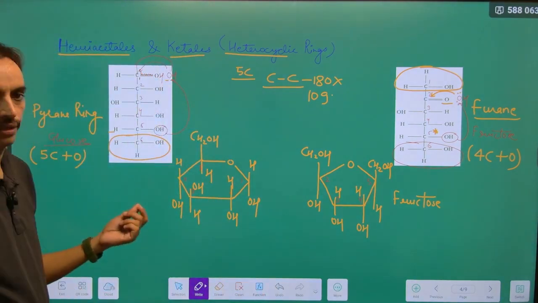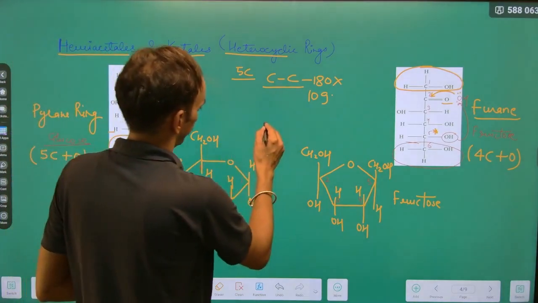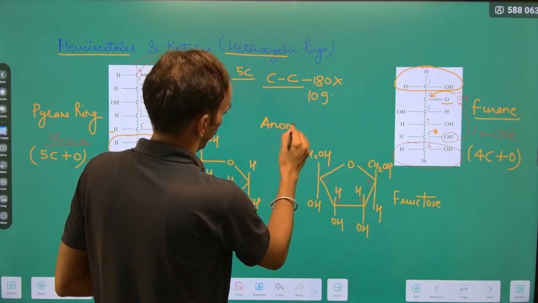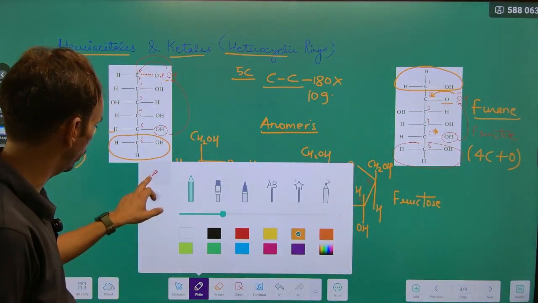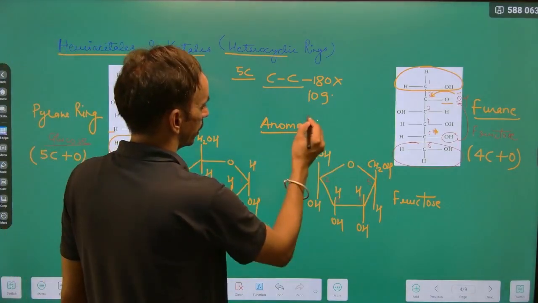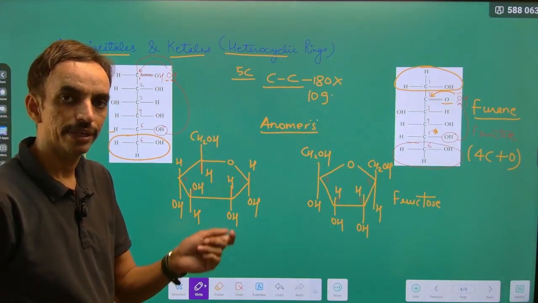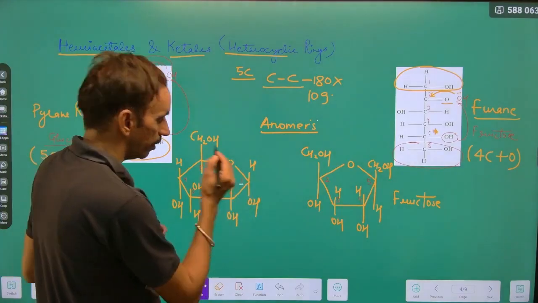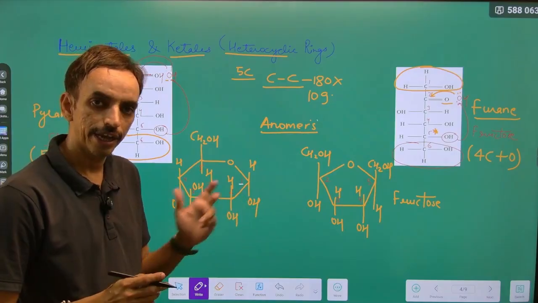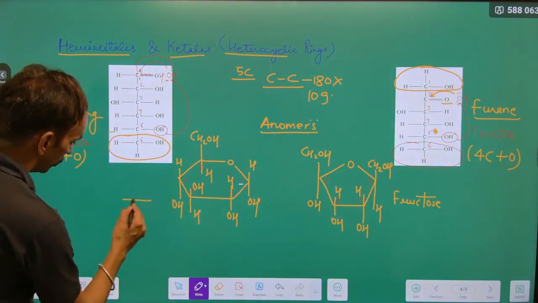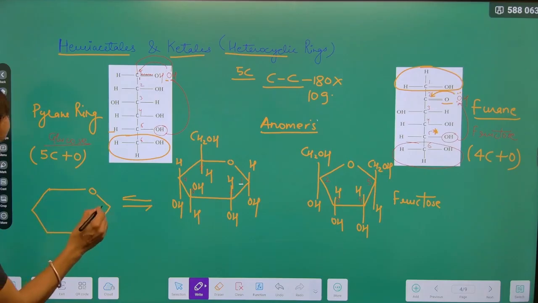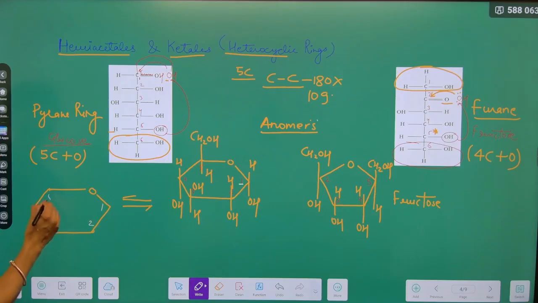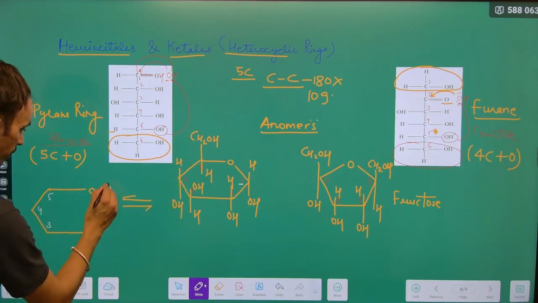Now again there is a concept of anomers. And what are anomers? If there is a change in the position of a functional group on the reactive carbon or carbon number 1, then it is called anomers. So the anomer of this structure will be like this. This is carbon number 1, 2, 3, 4 and 5. On the first number carbon, there is a change in the position of the functional group.